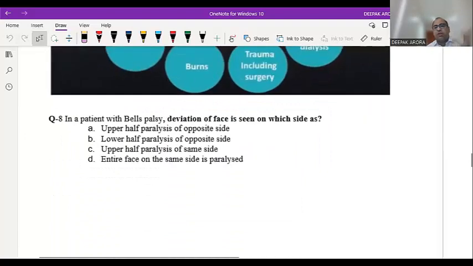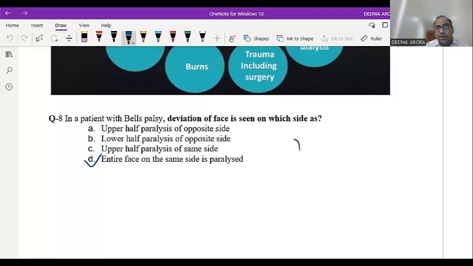A patient with Bell's palsy, one of the easiest MCQ. Deviation of the face will be, obviously, on the same side; the entire face on the same side is involved. Clear? I will label it as one of the easiest MCQ. Bell's palsy has a very high success rate.